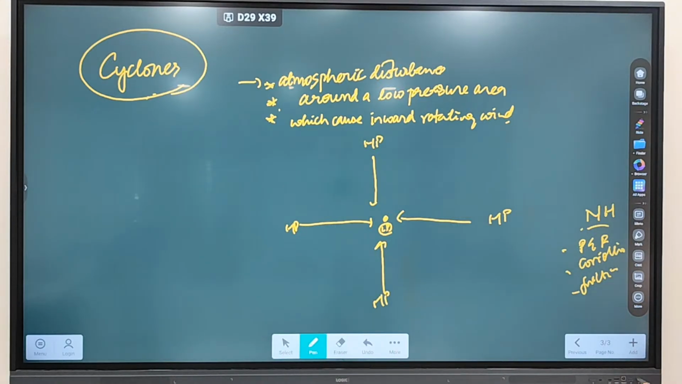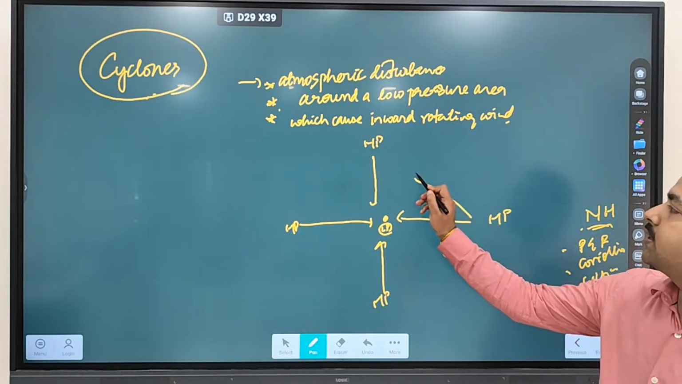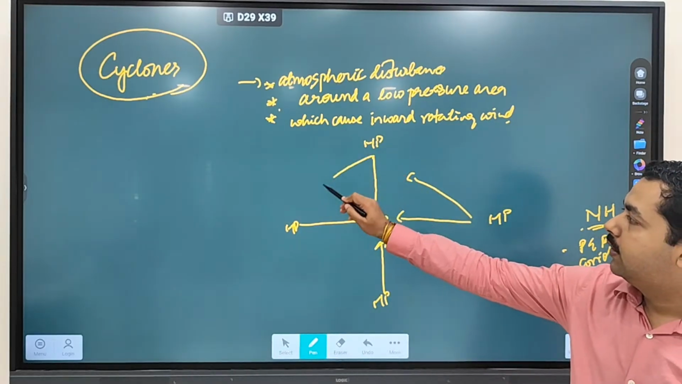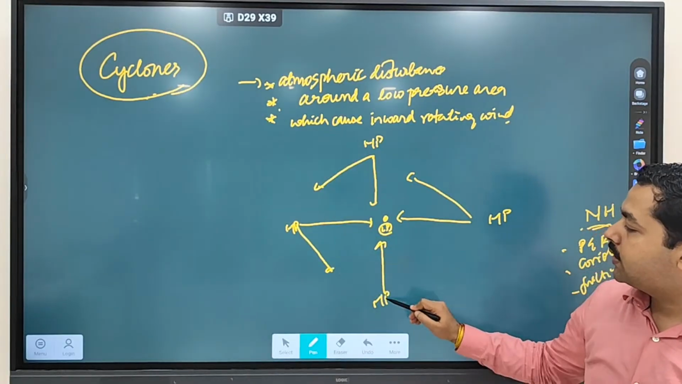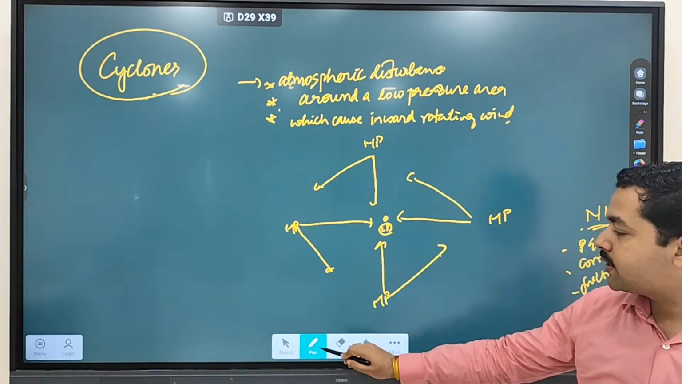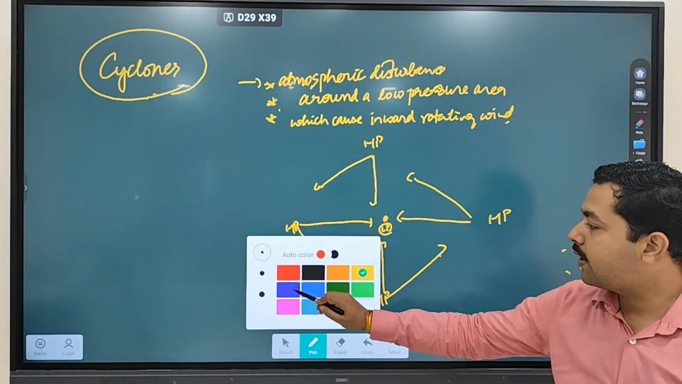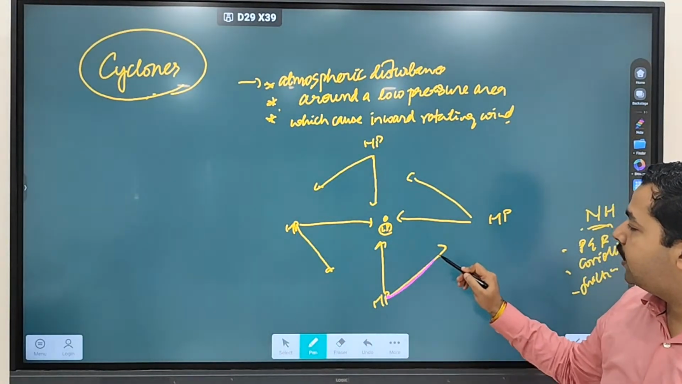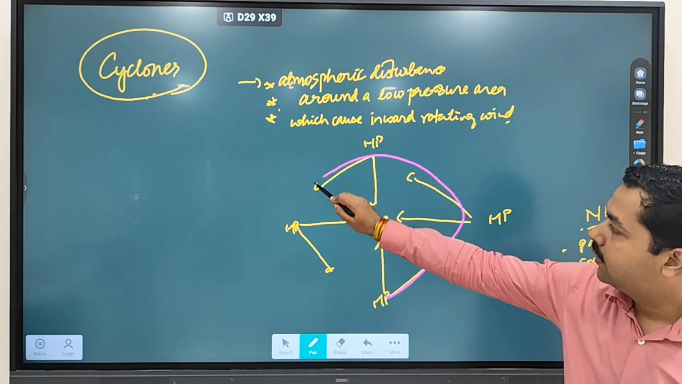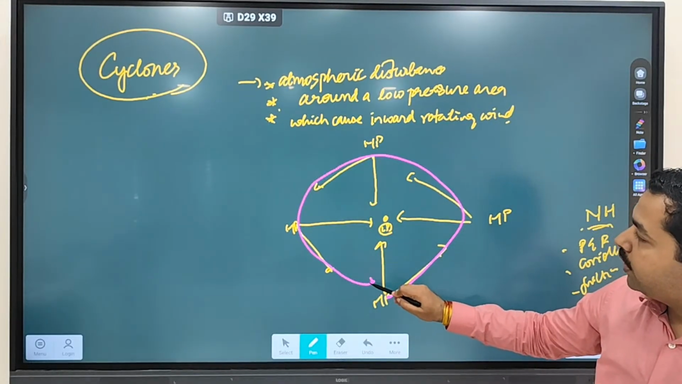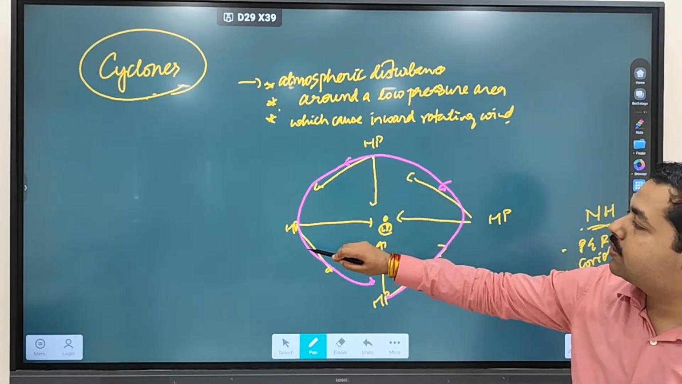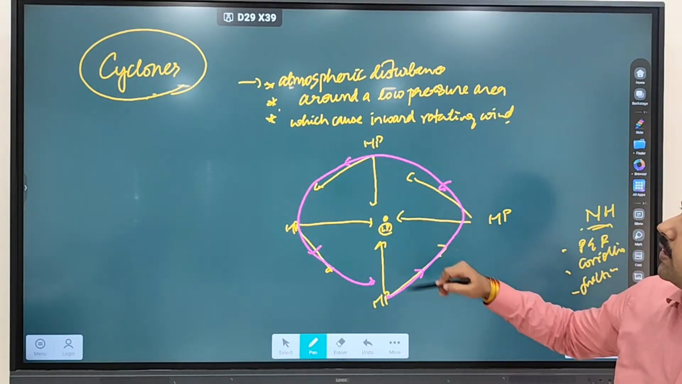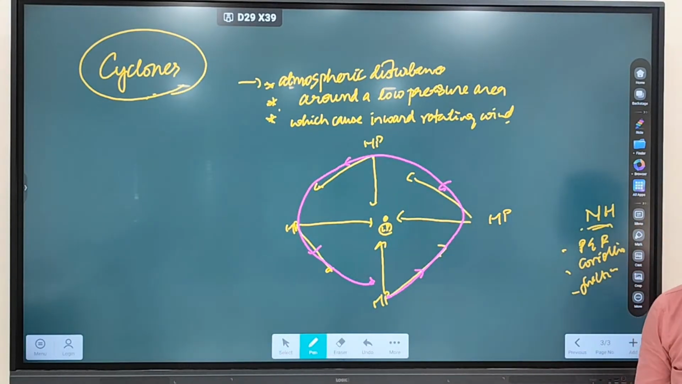Coriolis force is acting. As a result, wind is what? Deflected. In the northern hemisphere, wind is deflected towards which hand side? Right hand side. Clear? So wind is deflected like this. Now wind is deflected towards the right hand side. So what is happening now? You are seeing wind moving like this around a low pressure center.